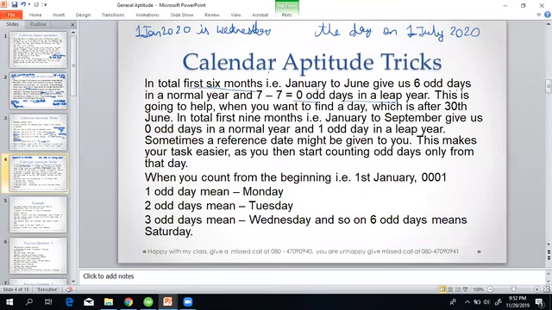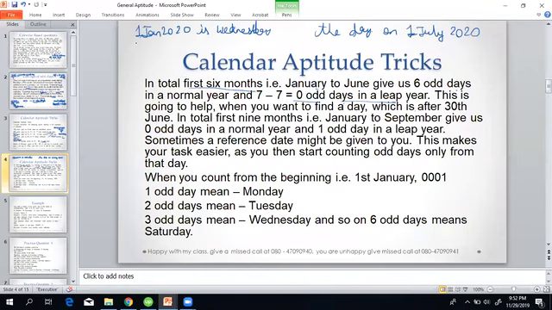For example, first of all, see the total first 6 months from January to June. From January to June are the first 6 months, and from July to December are the next 6 months. From January to June, for a normal year, it gives 6 odd days. For a leap year, it gives 0 odd days. 0 odd days means there are complete weeks.